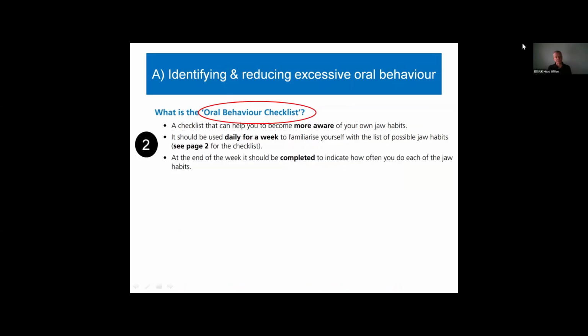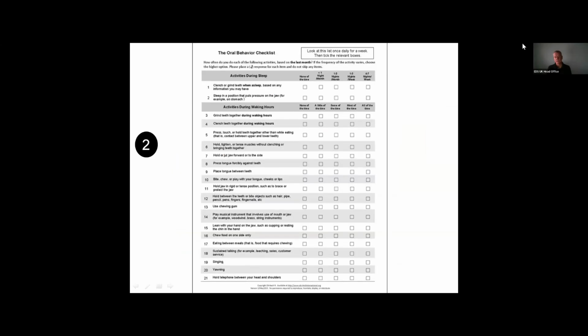The second part of the strategy is to use something called the oral behaviour checklist. So on the reverse of one of the information leaflets, we've got the checklist here.